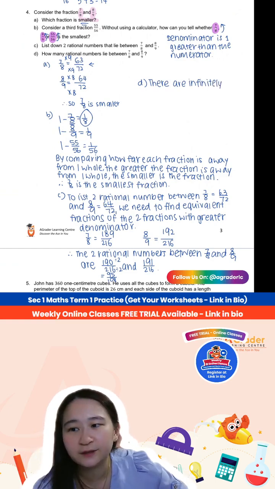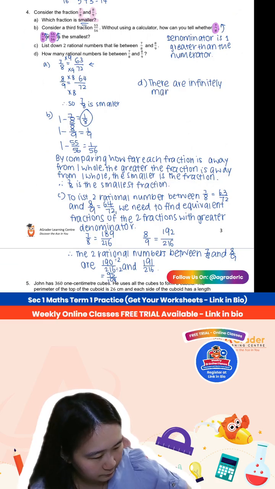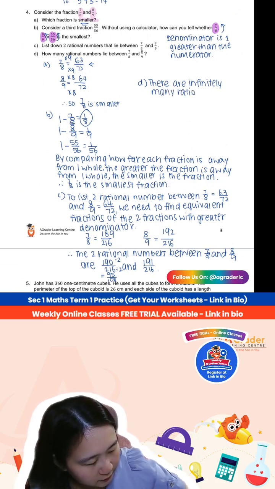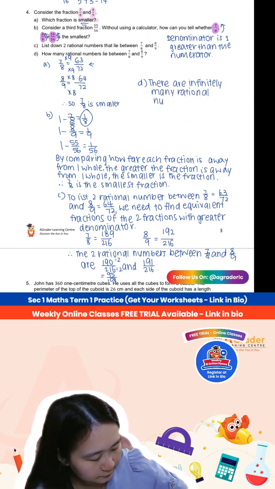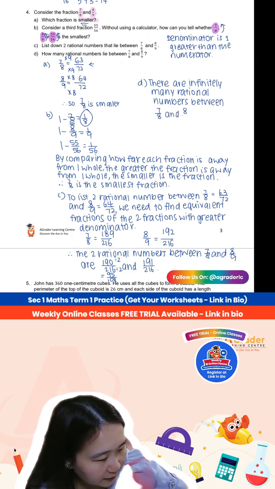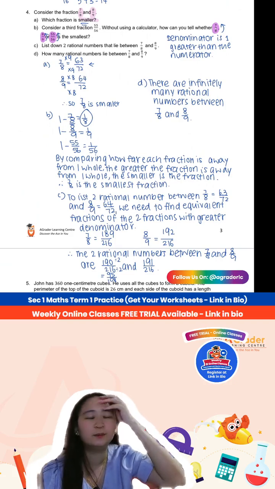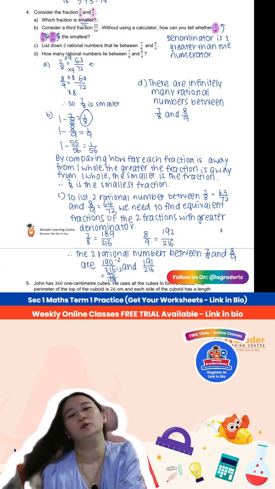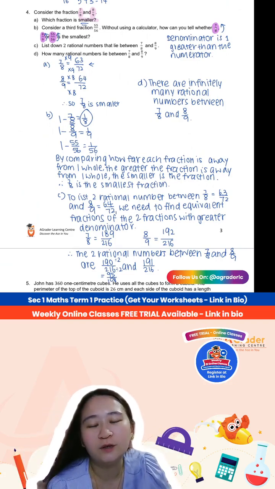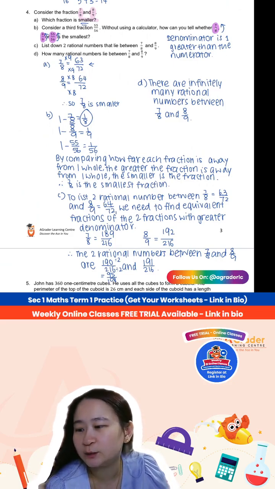So there are infinitely many rational numbers between 7 over 8 and 8 over 9. You just need to make the equivalent fractions as big as possible, then you can have more and more rational fractions in between these two fractions.